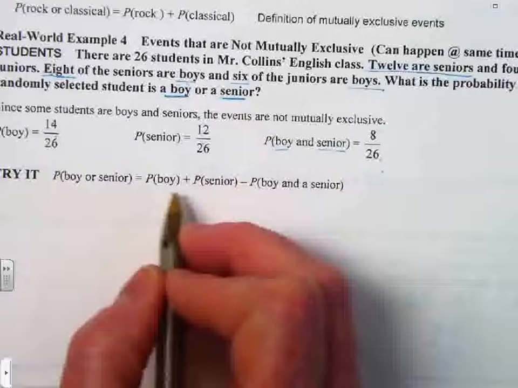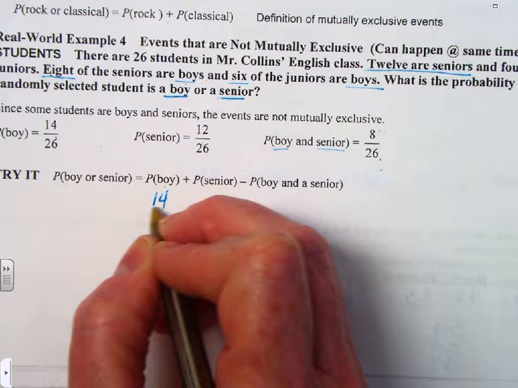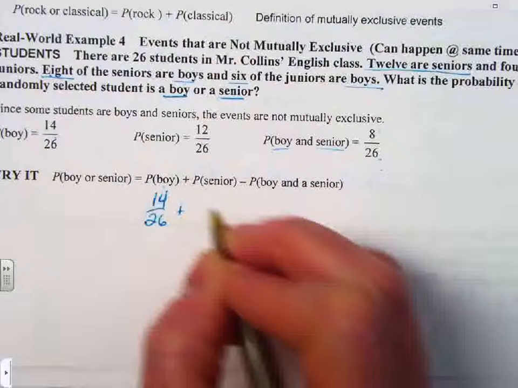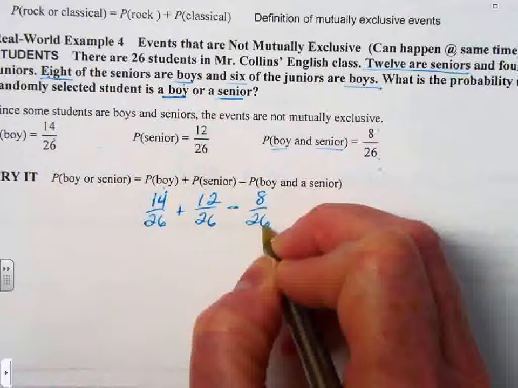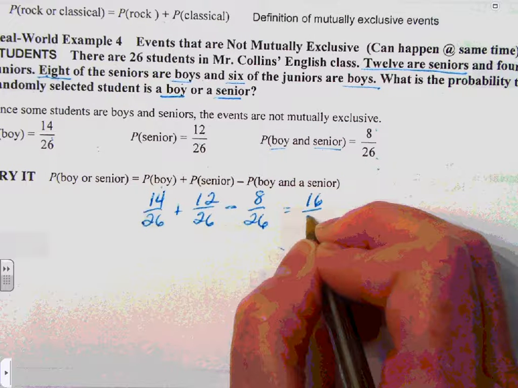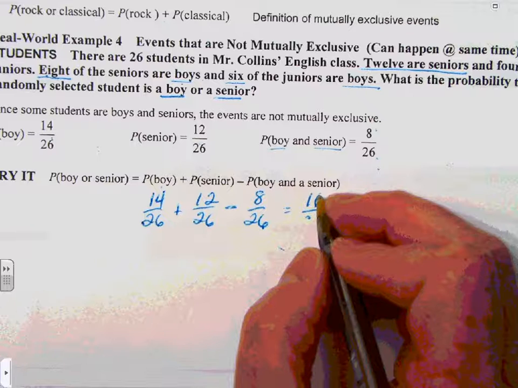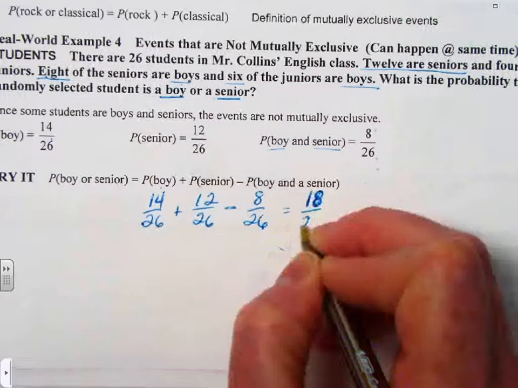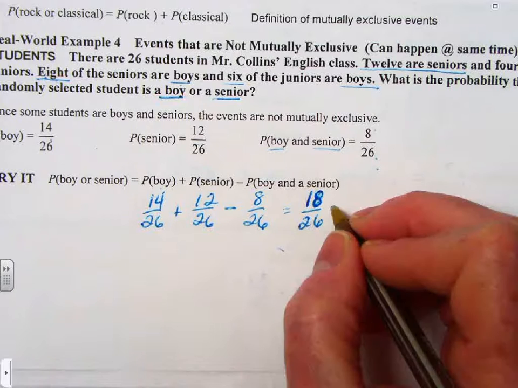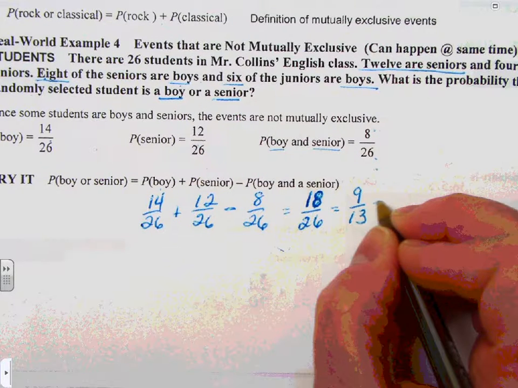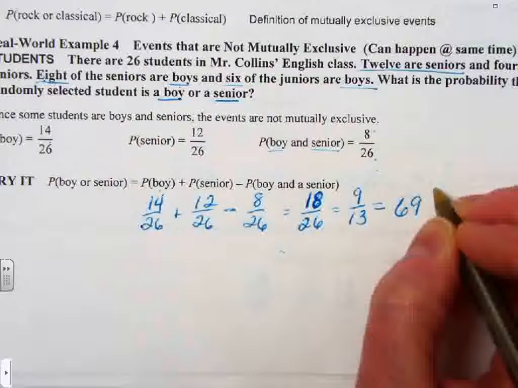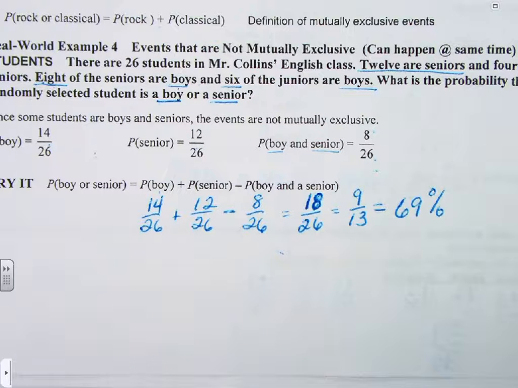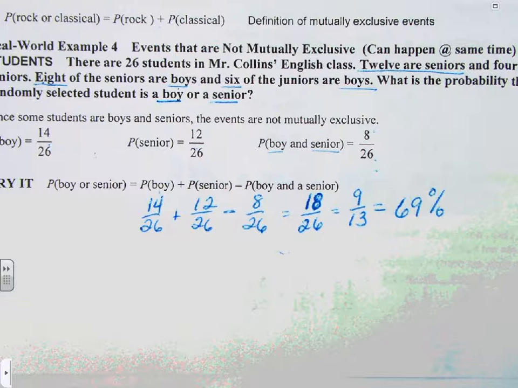So I'm going to take the probability of my boys, which was 14 out of 26, plus the probability of my seniors, which was 12 out of 26, and subtract the ones that got counted twice, which was 8 out of 26. When you finish with this, you're going to get 18 out of 26. When you plug that into your calculator, that's 9 over 13, which turns into approximately 69%. So you have about a 69% chance of choosing a boy or a senior.